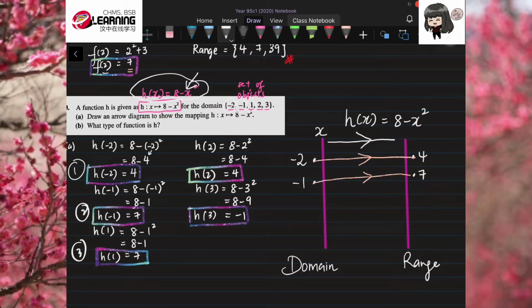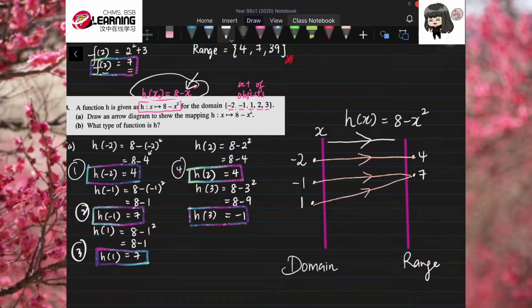The third one here, the object of 1 maps onto image 7. The object of 1 maps into 7, and we already have 7 under the output, so we don't need to write 7 again. We just put our arrow and map towards the same 7.